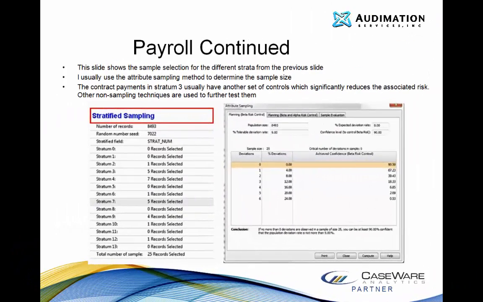And this is just an example of how I set the sample size, with a tolerable rate of 9% in this case, and a 90% confidence level. You would adapt that depending on the situation and what tolerances you expected. And then this is a printout of the actual history that shows the number of records that were selected in the sample.